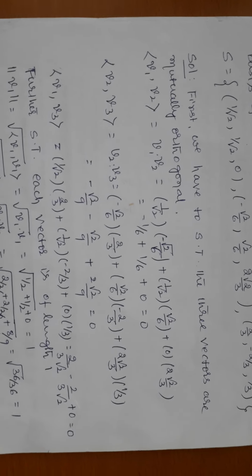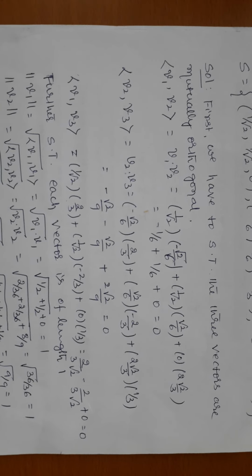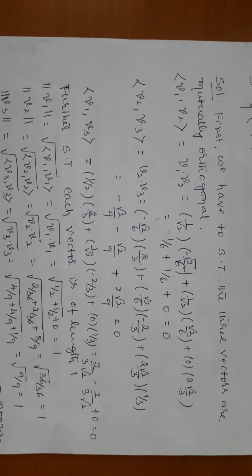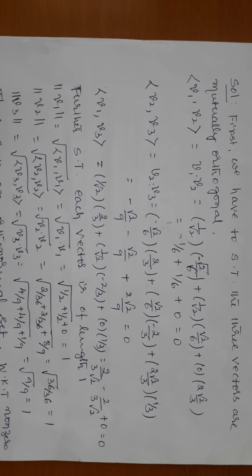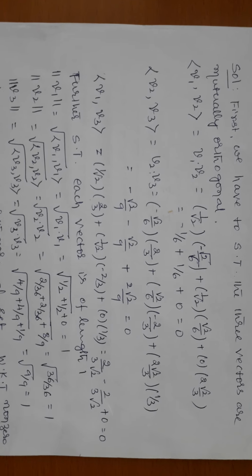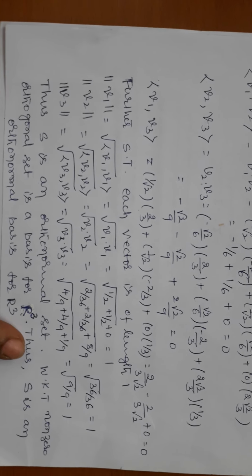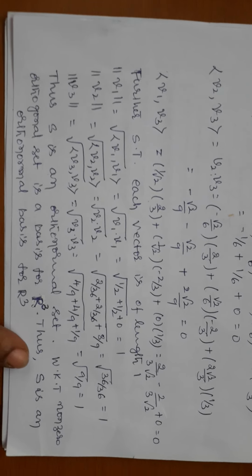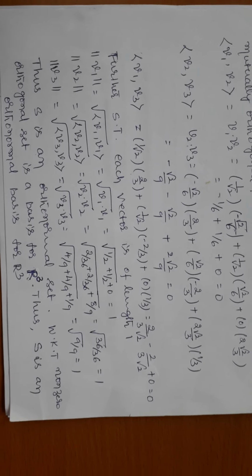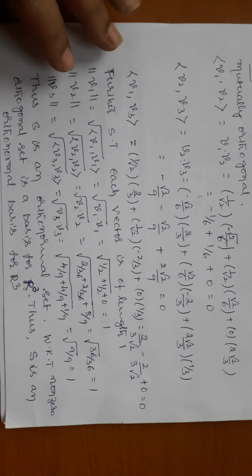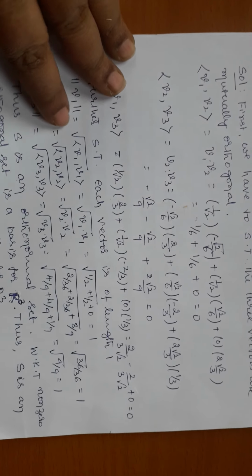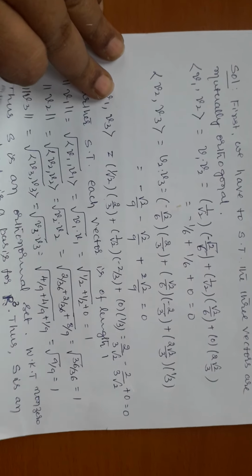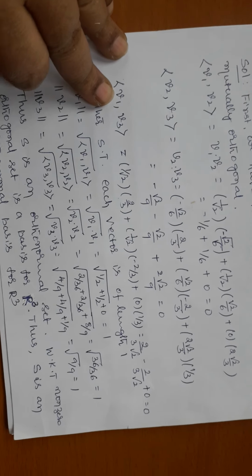Length is 1. Therefore, the given set S is an orthonormal set. We know that a non-zero orthogonal set is a basis of the Euclidean space R3. Thus, S is an orthonormal basis for R3. Keep in mind, if you want to verify whether it's an orthonormal basis or not, it is enough to verify that the given set of vectors is a non-zero orthonormal set.